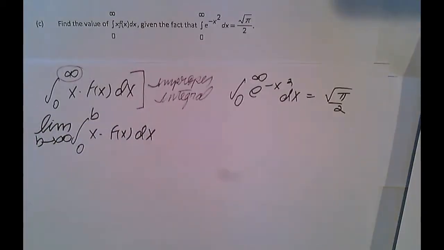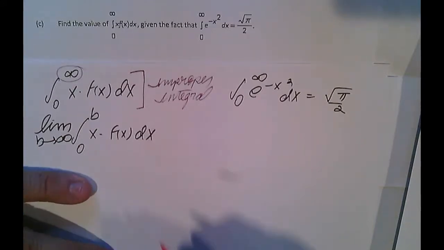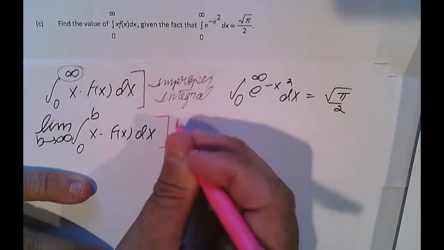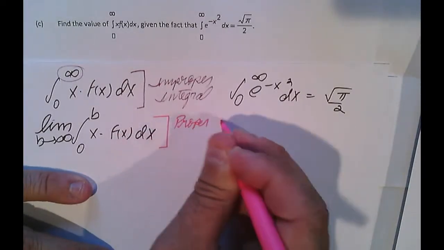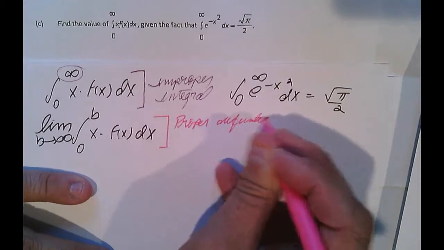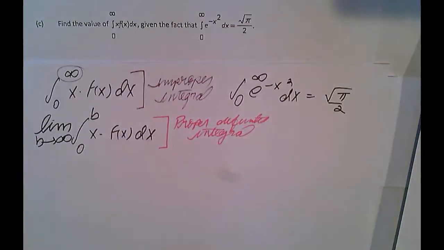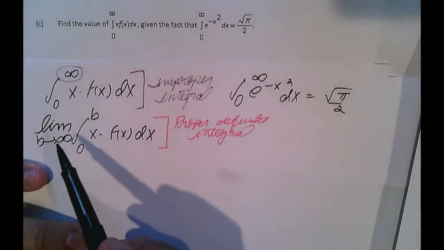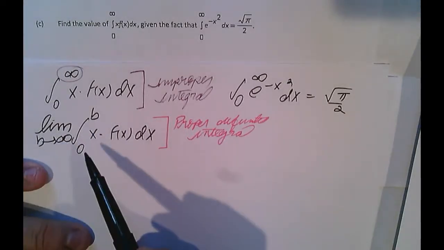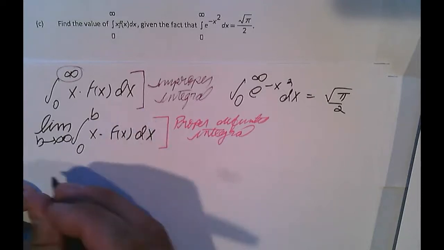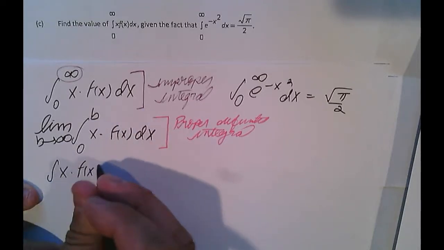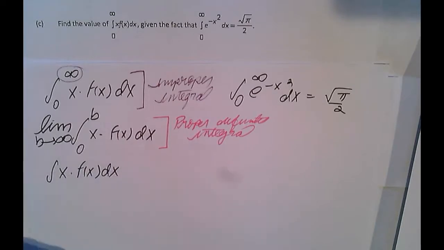And sometimes just doing that will get you a point. Sadly, that's not the case here. But this is now a proper definite integral, so we get to work with this in all sorts of nice, clever, creative ways. For right now, I'm going to ignore the limit as b approaches infinity. I'm going to ignore the 0 and the b, and I'm just going to think about how I could possibly integrate x times f of x with respect to x.